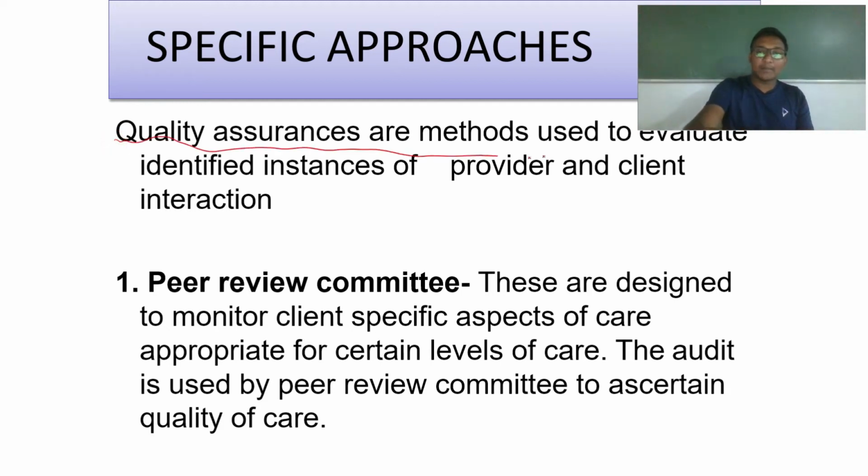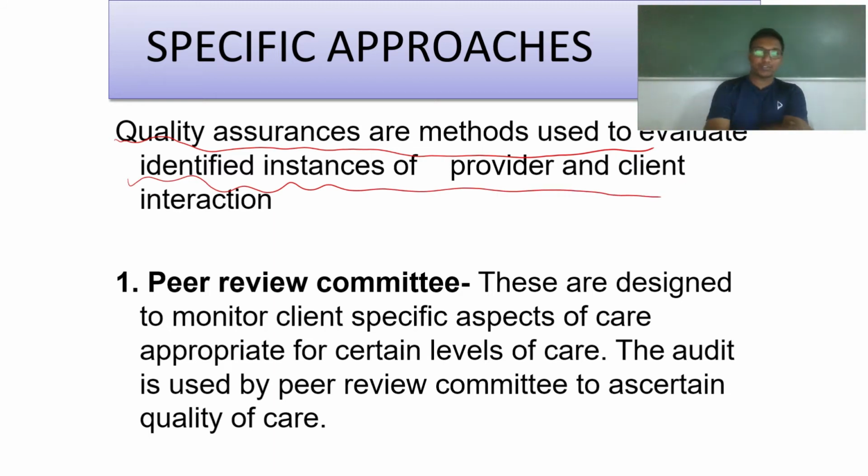Quality assurance methods are used to evaluate identified instances of provider and client interaction. The first one is the peer review committee. What does the peer review committee mean? These peer review committees are designed to monitor the client-specific aspects of care. In your hospital, whatever the supervising committee is, it could be your in-charge sister, your supervisor, your nursing general manager, it could be anyone. These persons are called the peer review committee.